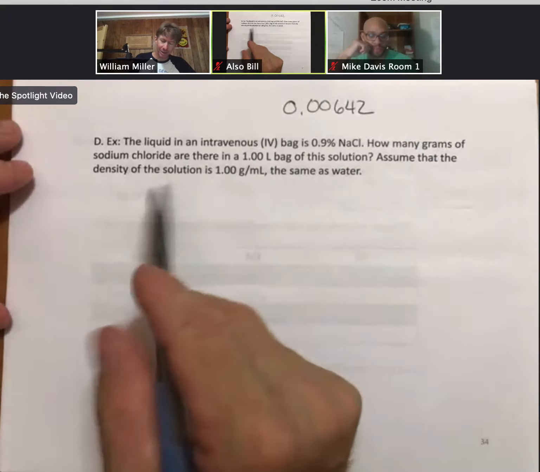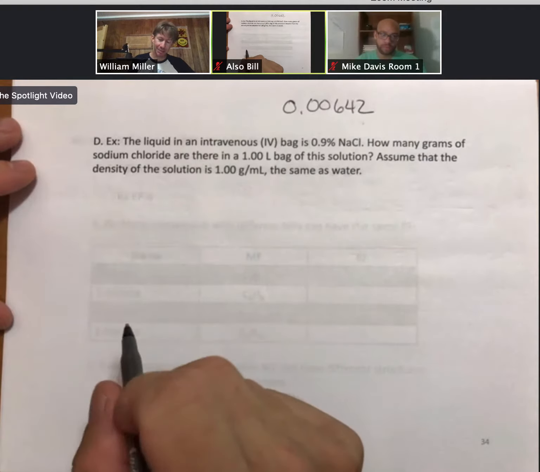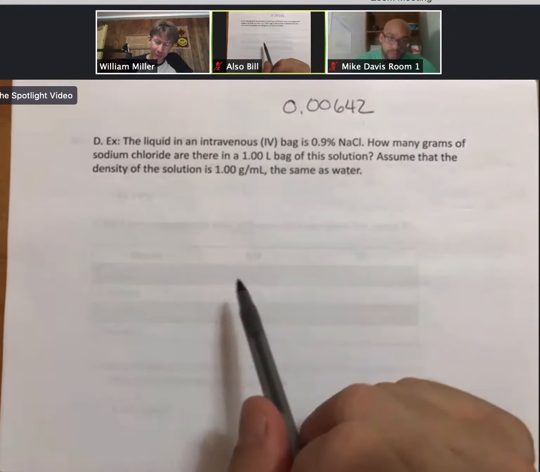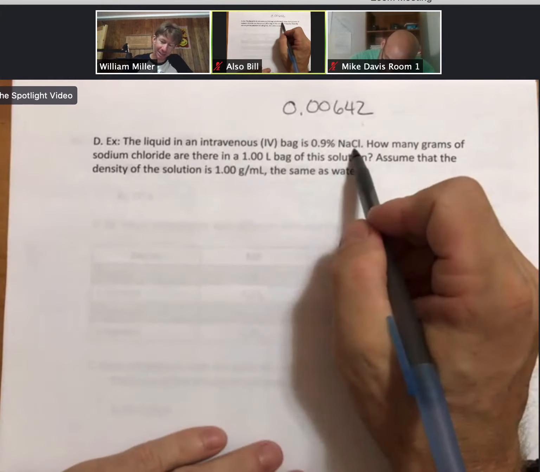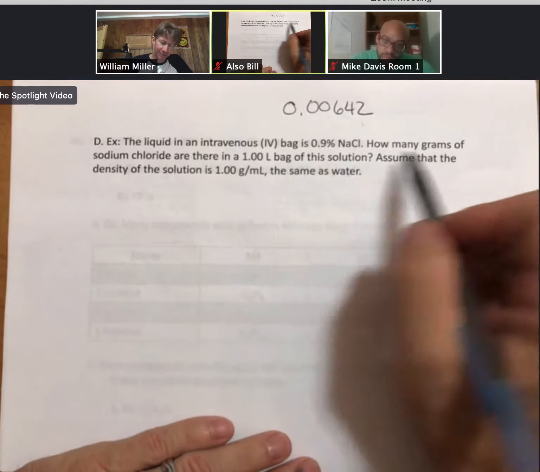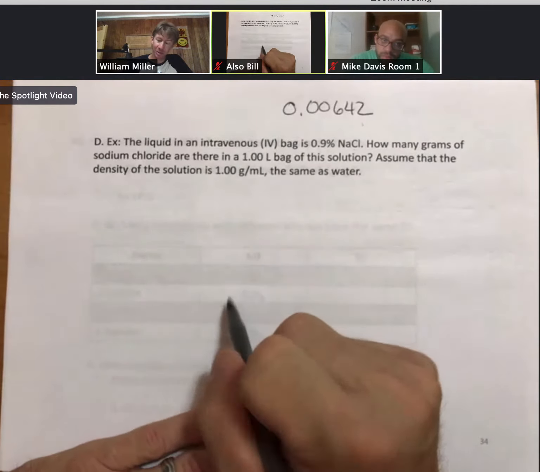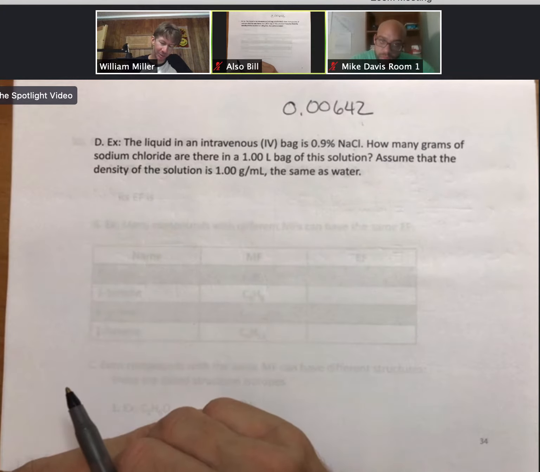Okay, so here's another example of a problem that we can solve using percent composition. It says the liquid in an intravenous or IV bag is 0.9% sodium chloride. That's what's considered isotonic, meaning the same type of concentration of ions as blood. How many grams of sodium chloride are there in a 1.00 liter bag of this solution? Assume that the density of the solution is 1.00 grams per milliliter, the same as water.